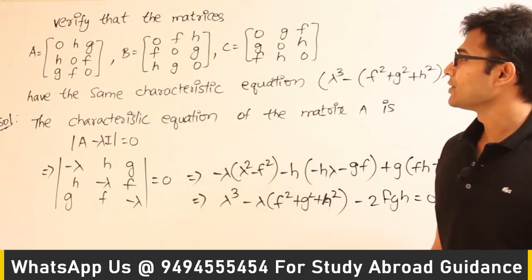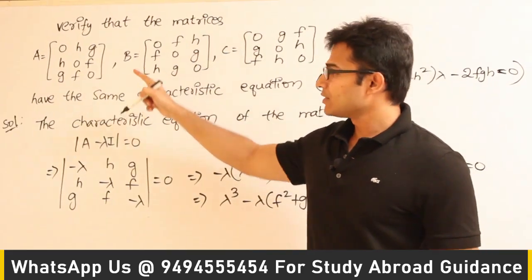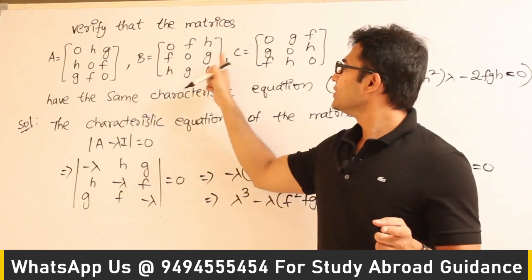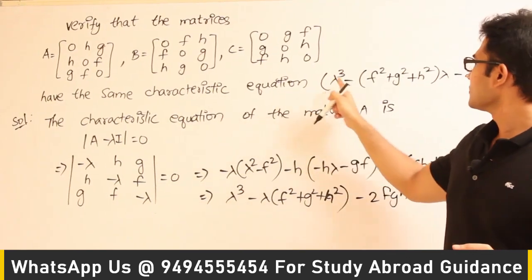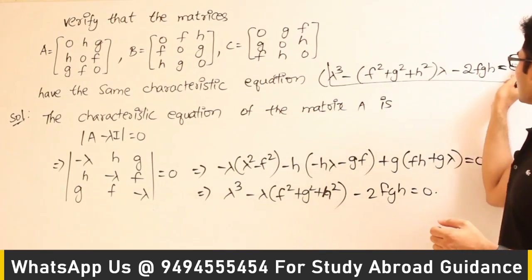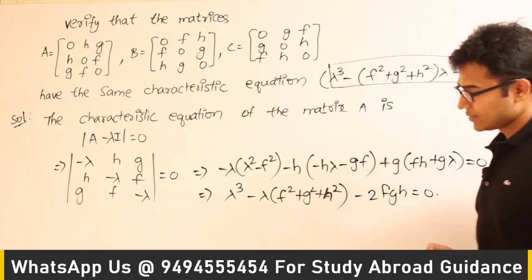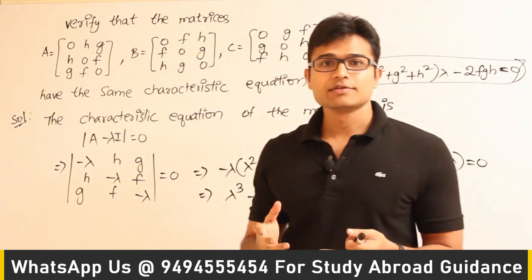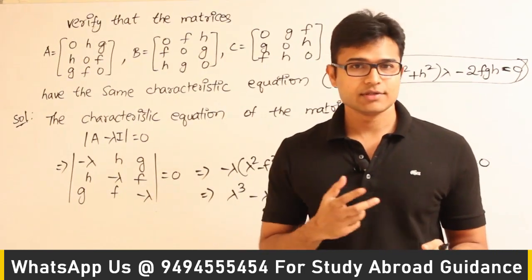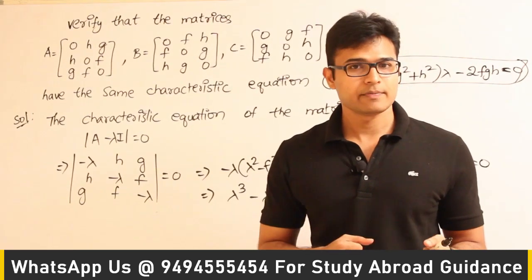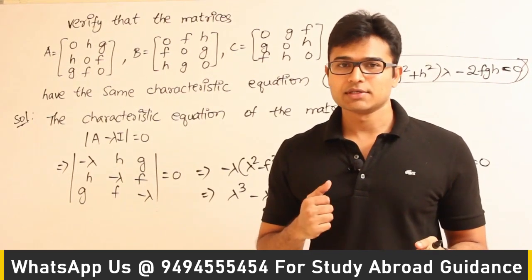Now watch this question. Verify the matrices. Three matrices are given here, A, B and C. They all have the same characteristic equation. Some equation is given. So the question is, maybe they might ask you in GATE like this, which of the following matrices have the same characteristic equation. Okay, so how to find out the characteristic equation?